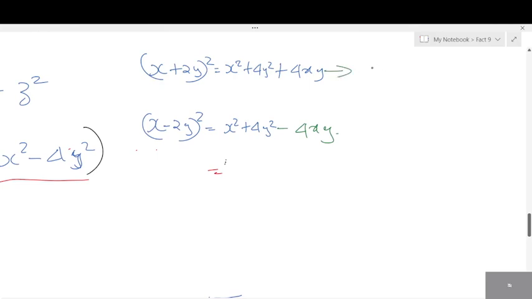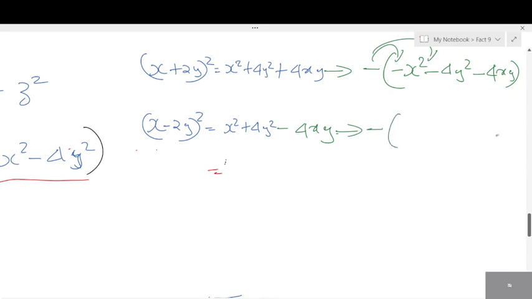Now try to convert the sign for this. When you try to convert, you take minus outside. What happens to x square? Minus x square minus 4y square, then minus 4xy. When you open the bracket, are we getting the same value? Just open the bracket and check what you get. You get everything positive.